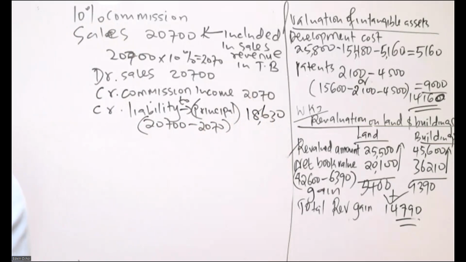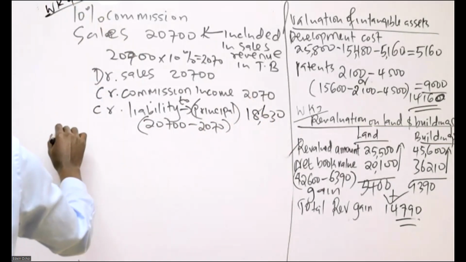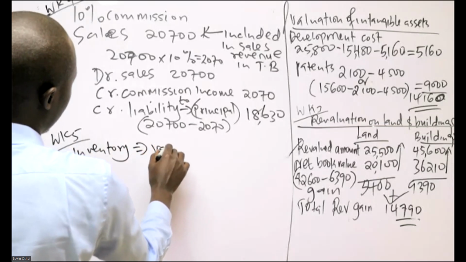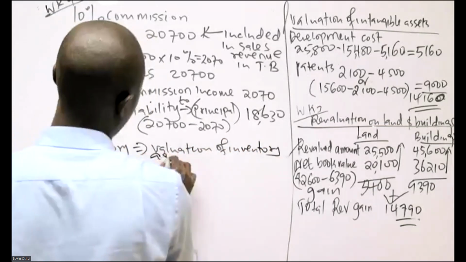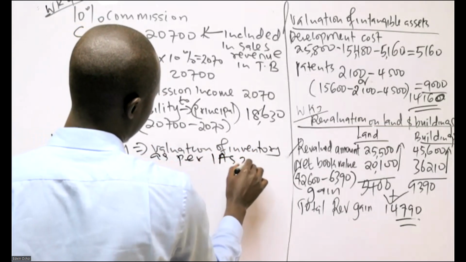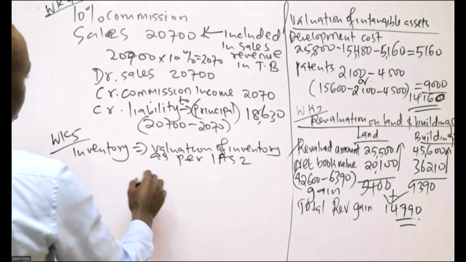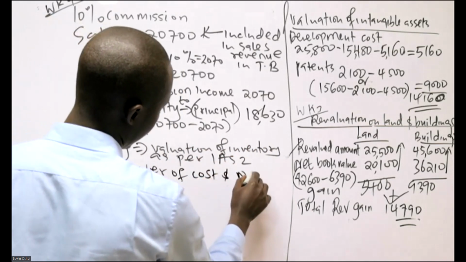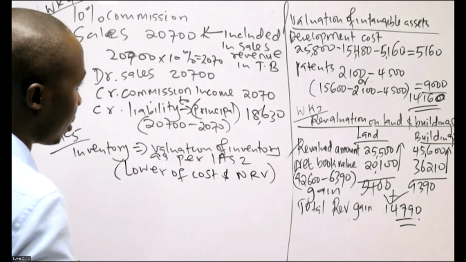Inventory, which is always measured at what? This is working number 5, which is all about inventory, the valuation of inventory as per International Accounting Standard 2, which is all about the lower of cost and net realizable value.